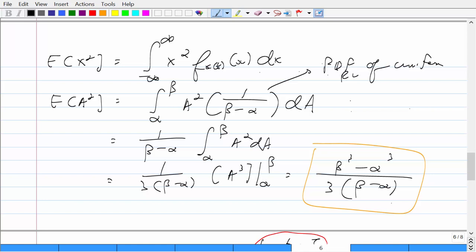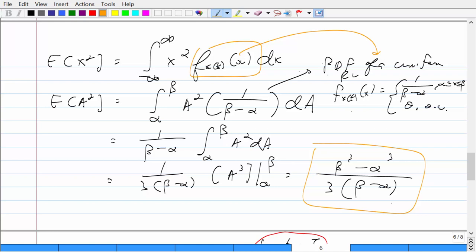Right? So let me see here, the PDF of this was 1 over beta minus alpha between the two things, right? So we're doing the same thing here. So let me just write this out. So we have f of a equals 1 over beta minus alpha, where it's between alpha and beta, and 0 otherwise. That's where that comes from. So this is still the same random variable that we're using previously. Remember the first time we calculated the mean, we used that PDF, it still applies here. Okay?